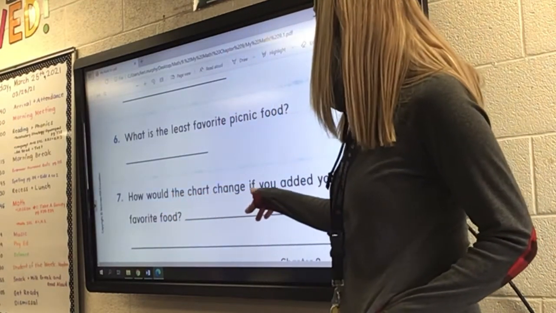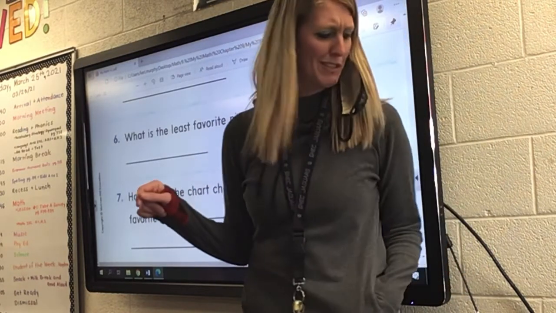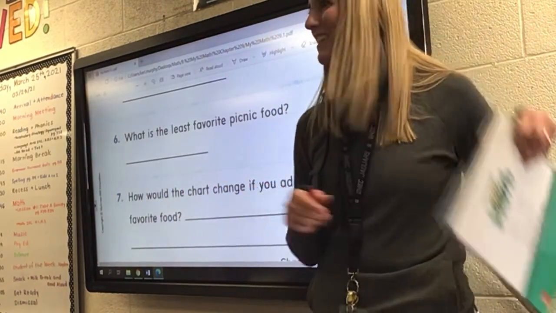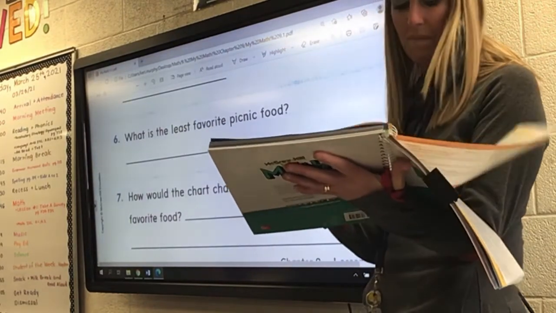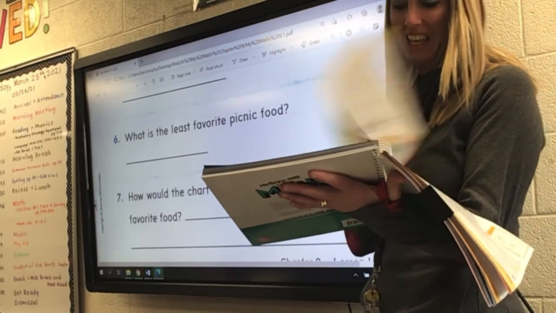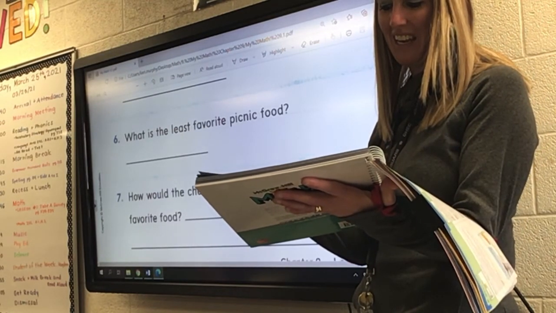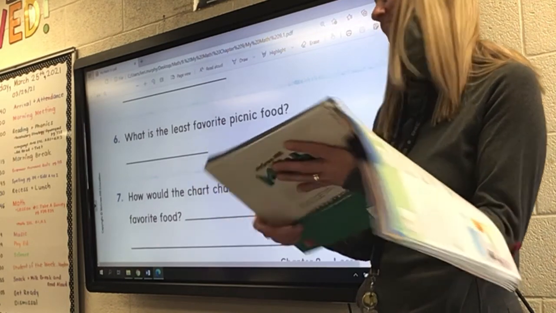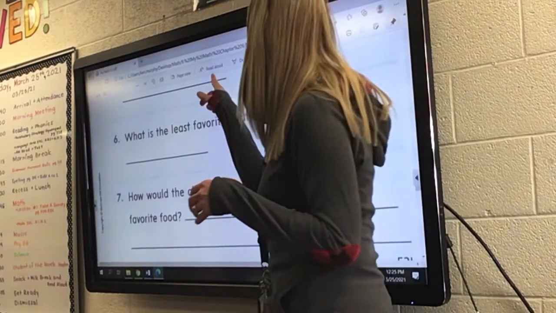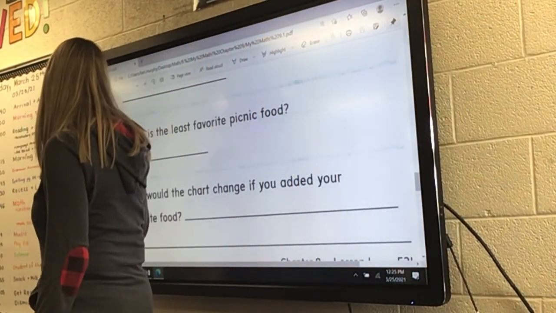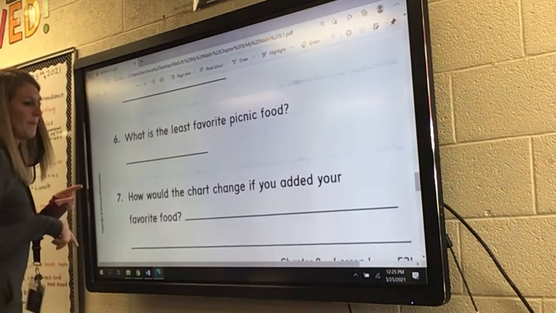How would the chart change if you added your favorite food? This is kind of a tricky question. Okay, let's just talk about this and let's not write it. So everybody just cross off 7 and let's talk about it, because there are some different ways it could change.